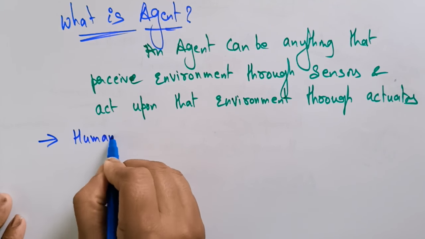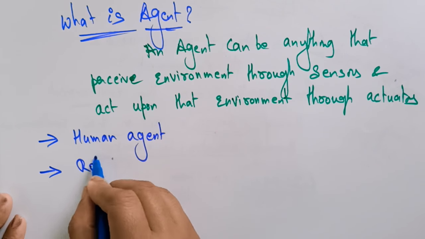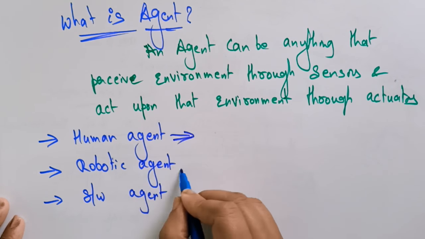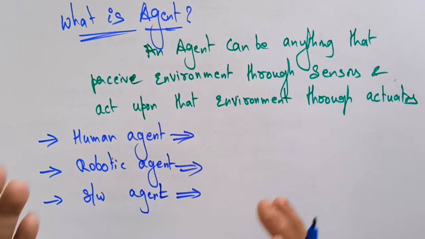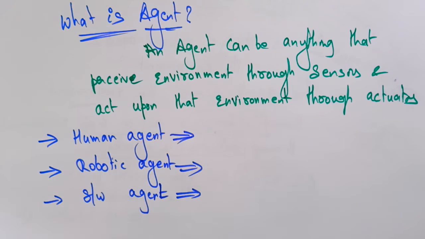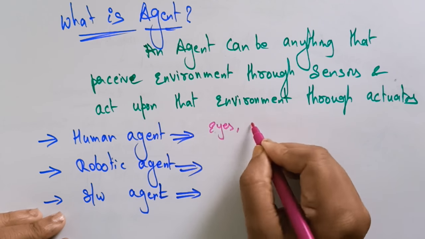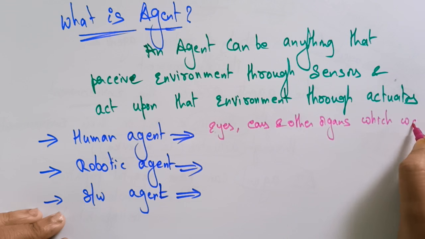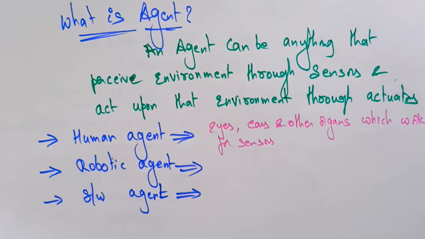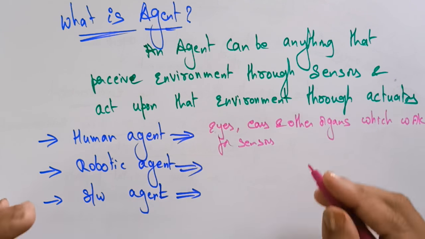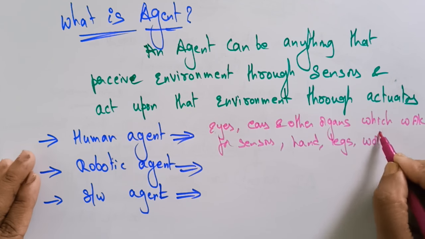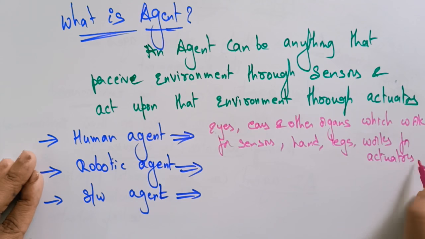One is the human agent, another is the robotic agent, and the third is the software agent. Here you will get a clear idea of what exactly an agent is. The human agent is nothing but us, the humans. We have eyes, ears and other organs in our body which work as sensors, and hands, legs and even the vocal tract, with which I am able to speak, work as actuators. This is about the human agent.